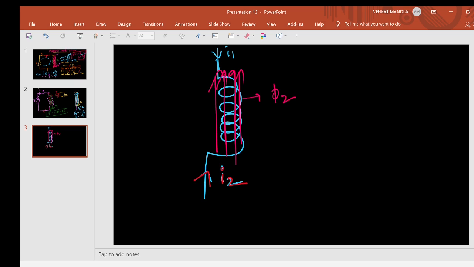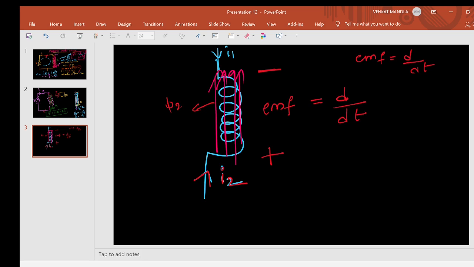Then I'm assuming that this is a passive element and the induced current is I2 in this direction, so the induced EMF will also be plus and minus like this. I'm assuming plus and minus because for a passive element, current should enter at the positive terminal. So this is the induced EMF. The actual formula of EMF is d psi by dt.